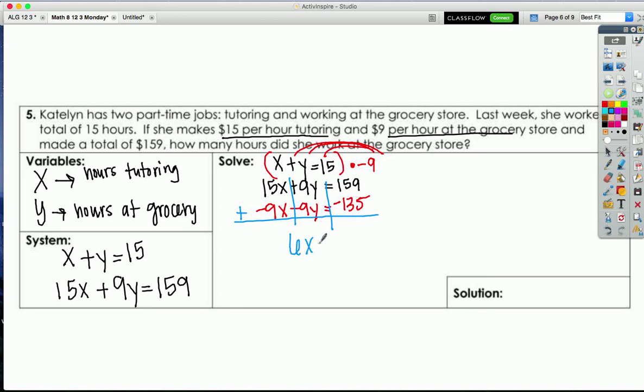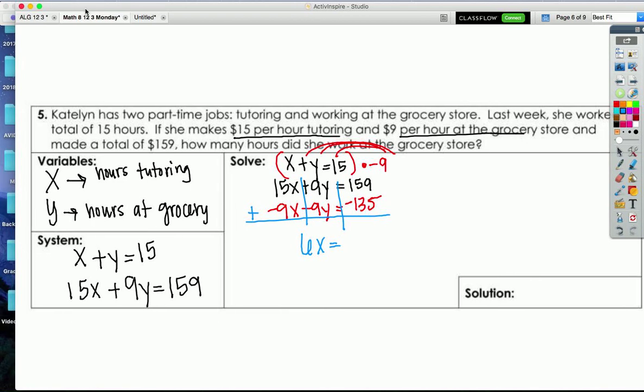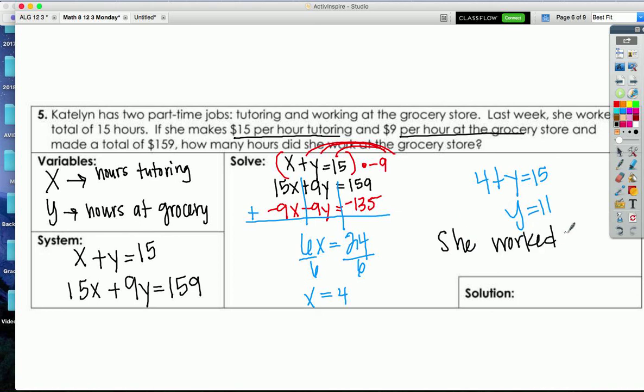Okay, so 6x equals 159 minus 135. Okay, so we got 24 divided by 6, and we find out x, the hours tutoring, is 4. The question is how many hours at the grocery store, so if we just plug that back in, it's really like 15 minus 4. 11. So the actual answer to our question, she worked 11 hours at the grocery.